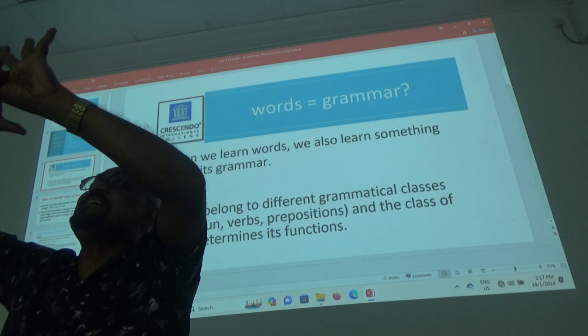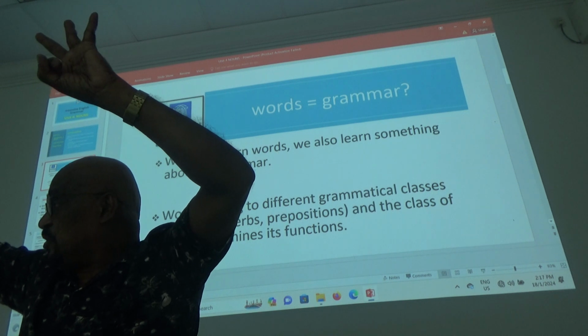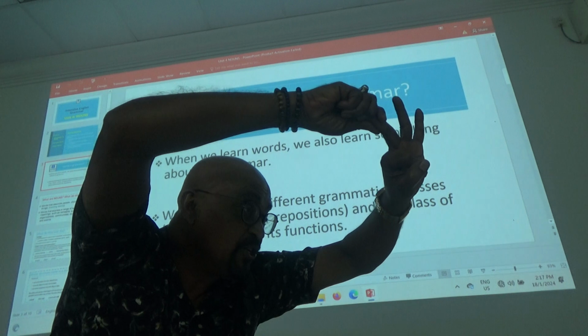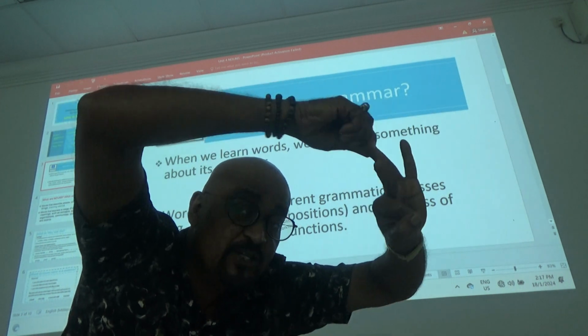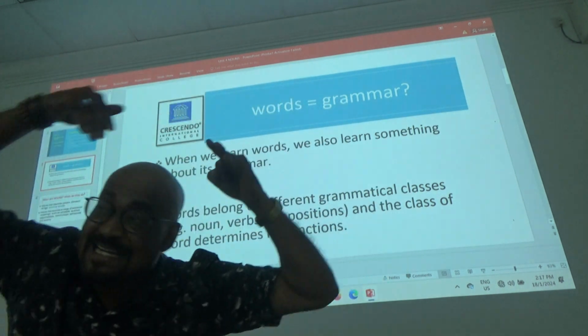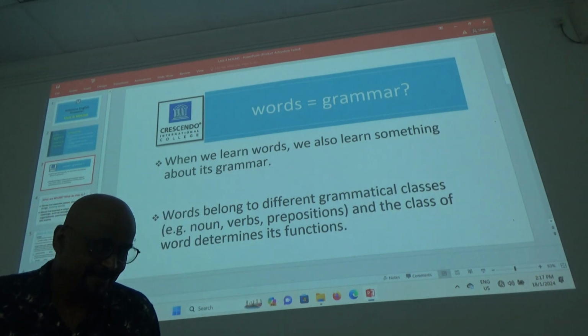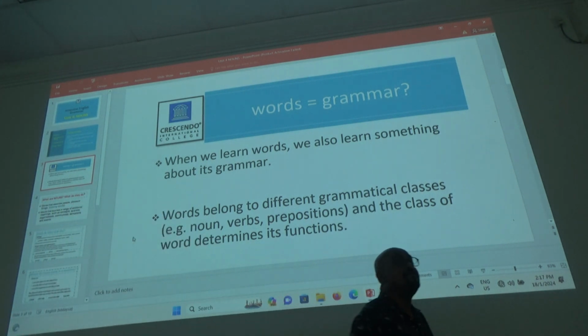Then we got the 3 shins. Shins. Remember shins? You all remember what is the first shin? Preposition, conjunction, interjection. Clear now? Okay, very good. Okay, so remember that, alright? These are all the 8 parts of speech.